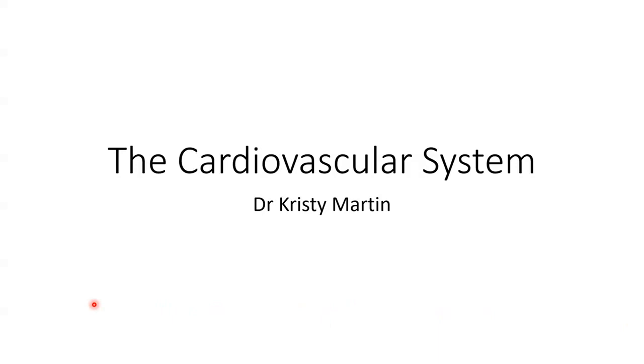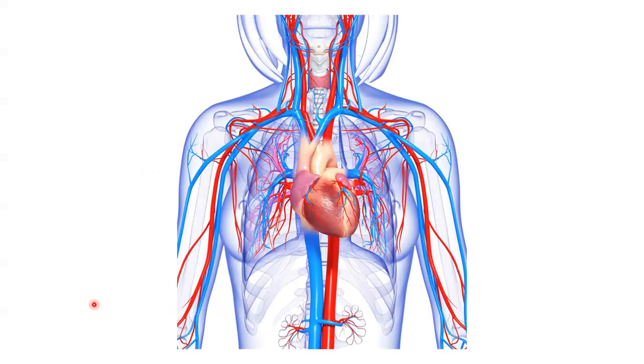The next organ system that we are looking at in systemic anatomy and physiology is the cardiovascular system. The cardiovascular system is made up of the heart, the blood vessels that enter and exit the heart, as well as the blood that is contained within those blood vessels.